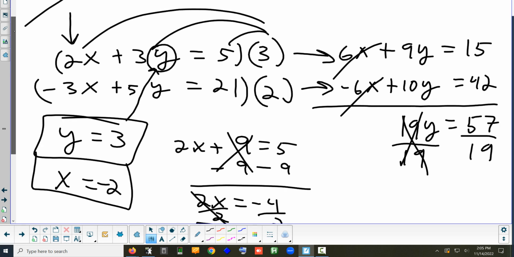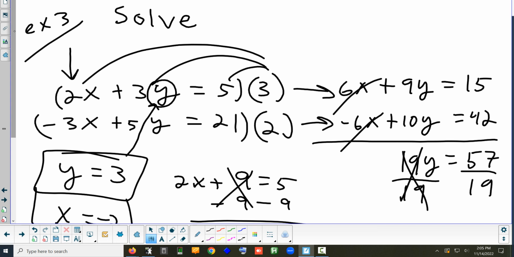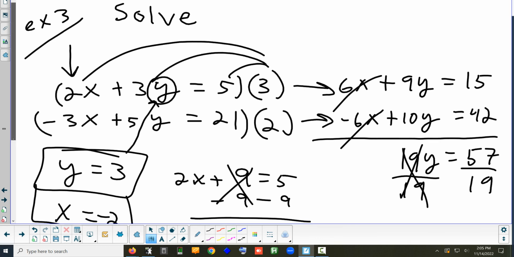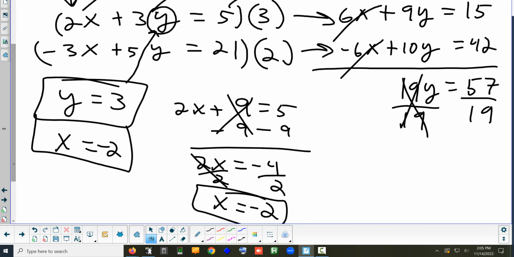You definitely could have used substitution on this one, but to get the x or the y by itself, you would have had fractions to deal with throughout the problem. If you did it right, you still would have gotten the same answer. But doing it this way, we didn't have any fractions. I'm not going to say you can always avoid fractions. There will be some problems with fractions.